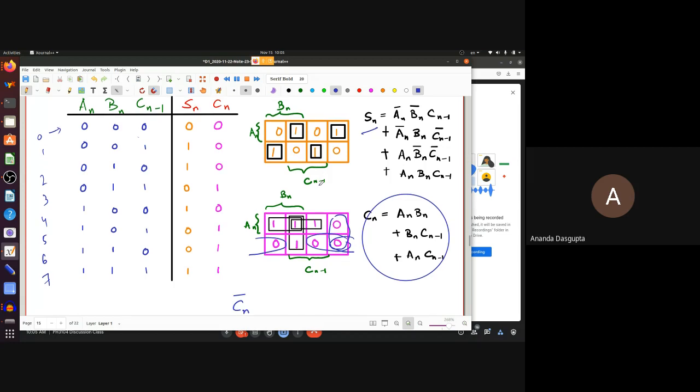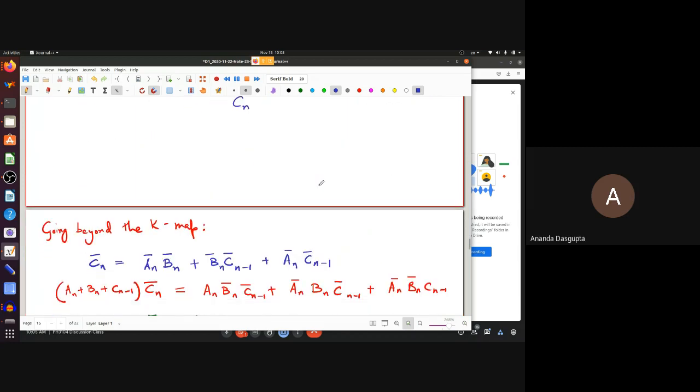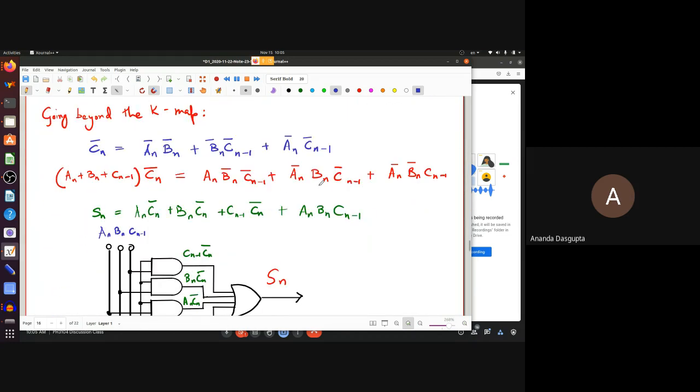By exactly the same logic, carry is low when 2 or more are low. So exactly from that, even without any Karnaugh maps or any Boolean algebra, you can figure out Cn bar has to be An bar Bn bar plus Bn bar Cn bar minus 1 plus An bar Cn bar minus 1. It's the majority of nodes actually which makes Cn low.